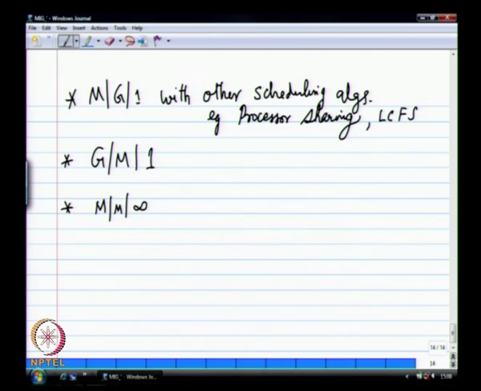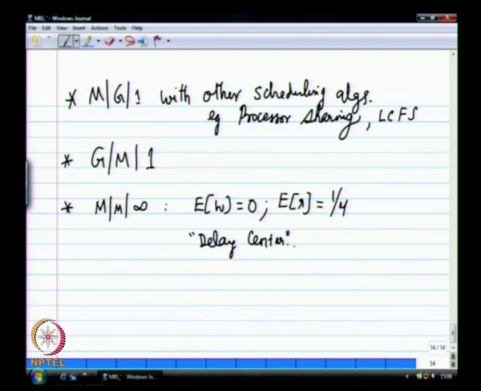M/M/infinity means that whenever a customer arrives, there is always a server waiting for that, right. So this is basically a fixed delay center, because a customer comes in, what is this waiting time? Always 0, you always will get a server. What is your response time? 1 by mu, right. Therefore, in some of these queuing networks, when you model a system as a collection of queues, you simply use the M/M/infinity as what is called a delay center, which means there is always a fixed amount of delay and no queuing delay, since there is always a server available.